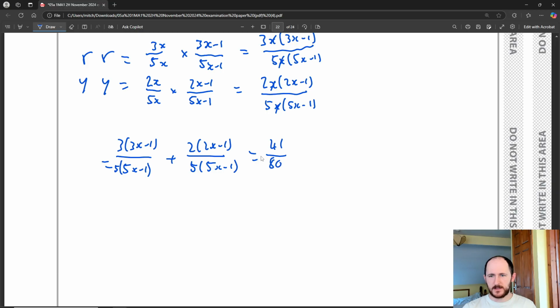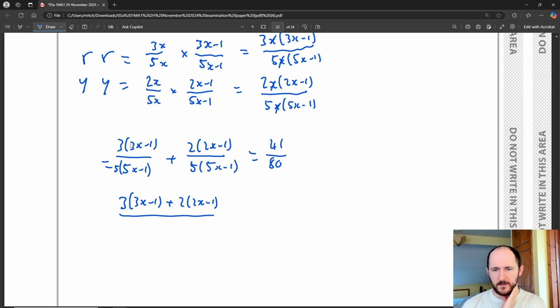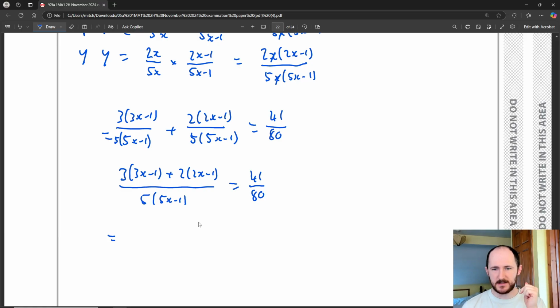Okay. So first thing I would do is I would combine the fractions. So we have 3x minus 1, add 2x minus 1 over 5x minus 1 equals 41 over 80. I'm going to simplify the numerator. So we have 3 times 3x is 9x, plus 2 times 2x, 4x, so 9x plus 4x is 13x. Then we have 3 times minus 1, which is minus 3. 2 times minus 1, which is minus 2. Minus 3 minus 2 is minus 5. Over... yeah, I'll expand that, why not? 25x minus 5 equals 41 over 80.